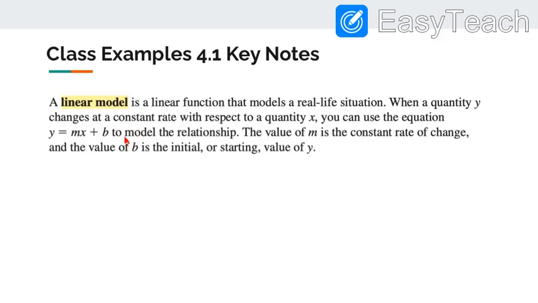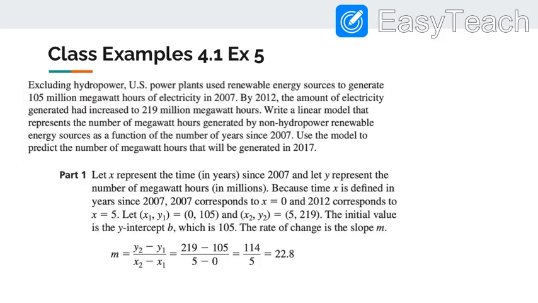So linear models are ways to just model real-life things using slope and y-intercept. That's the idea of this, is that we are building linear models as we move forward. So this one talks about a situation. This talks about how much energy is created in 2007 and how much is going to be built and used by 2012, and then also checking at 2017. So in this case, because we start at 2007, we're going to take that as our 0 value. And 2012 is 5 years after it, that's why the x value is 5 for that one.